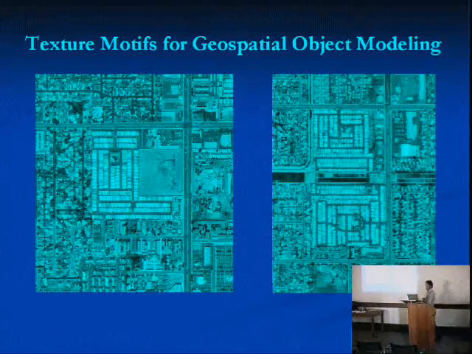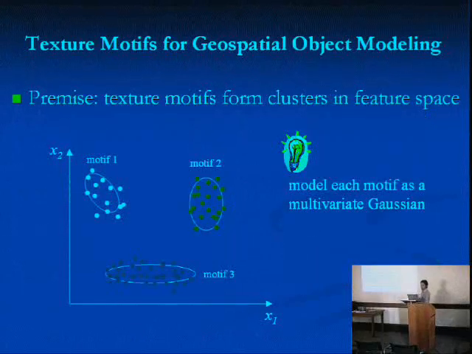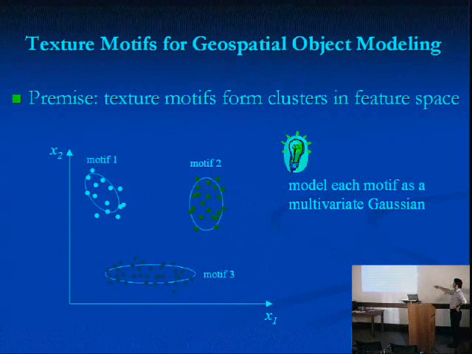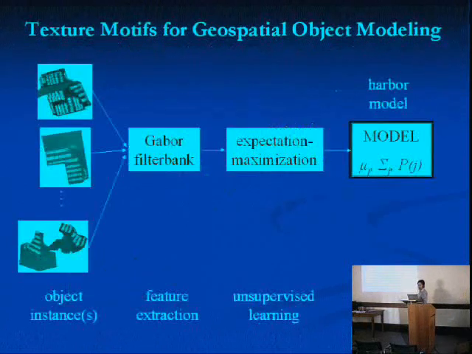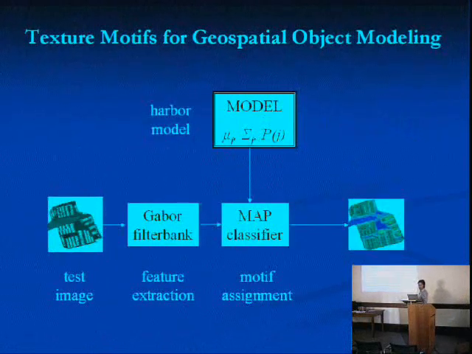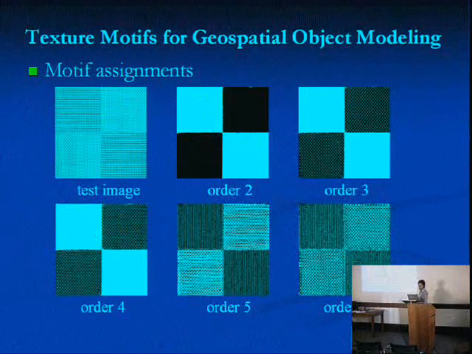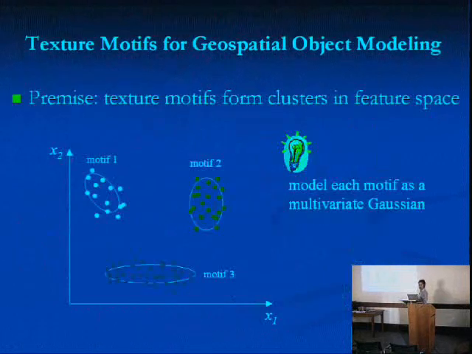So the premise here was that these texture motifs, these common textures, are somehow clustered in this high-dimensional feature space. If we can just learn what these clusters are, that will stand as a model for these various geospatial objects. I think I'll just leave it at that.